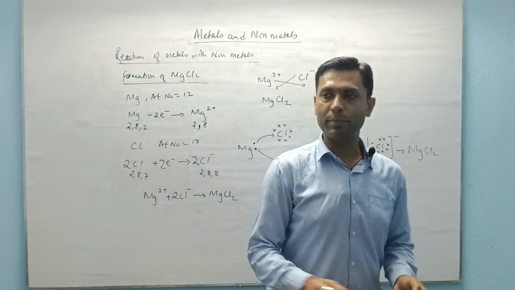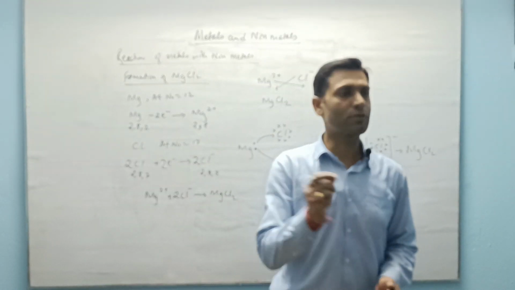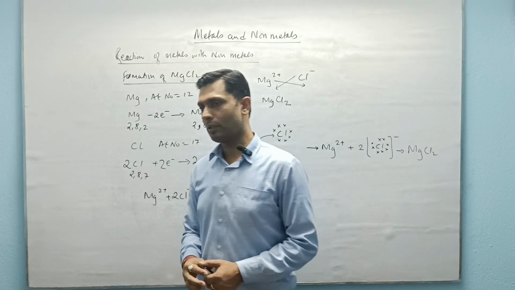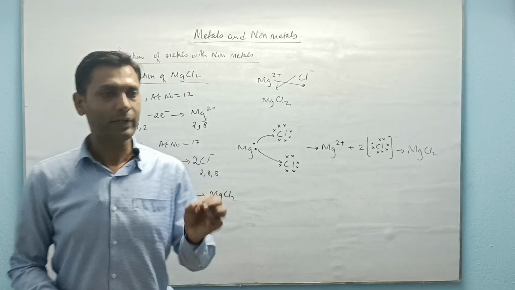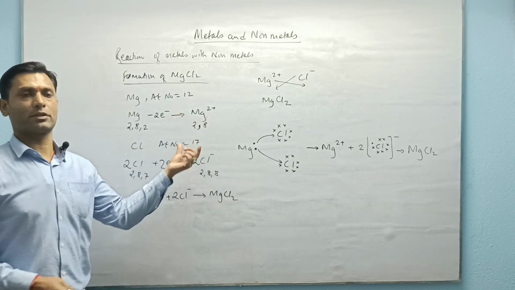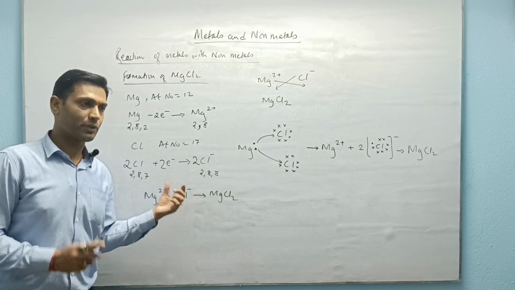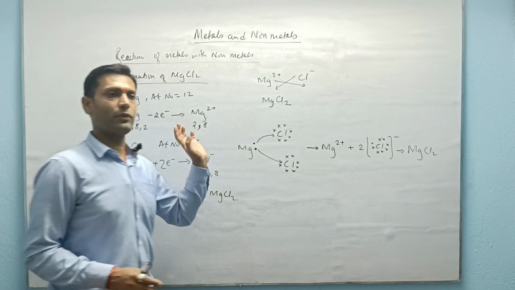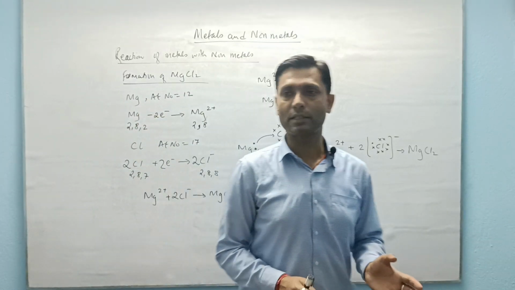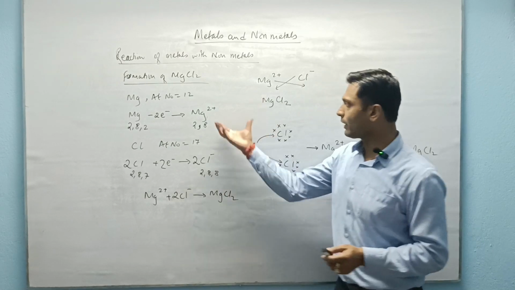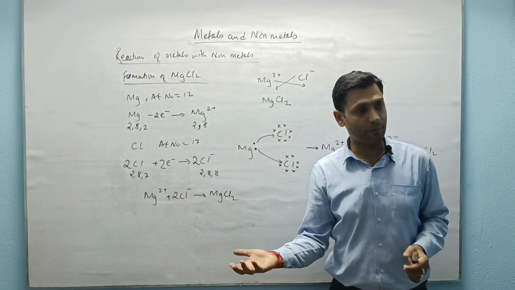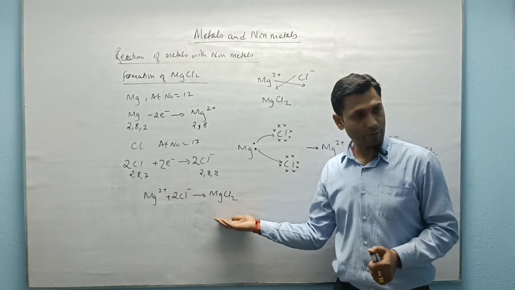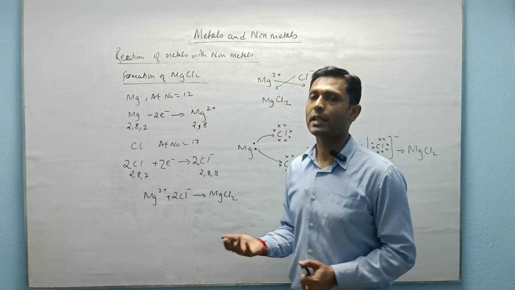So if you know the atomic number of the element, you will be able to write the electronic configuration. And if you are able to write the configuration, you will be able to know the valency. Valency means what will be the charge of the ion, positive or negative. Then accordingly, you can work out the formation of the compounds, that is the ionic compounds. These are all the ionic compounds, like the previous one we have done, sodium chloride, here magnesium chloride. These are all what? Ionic compounds.